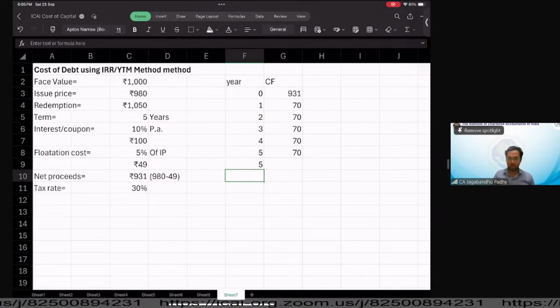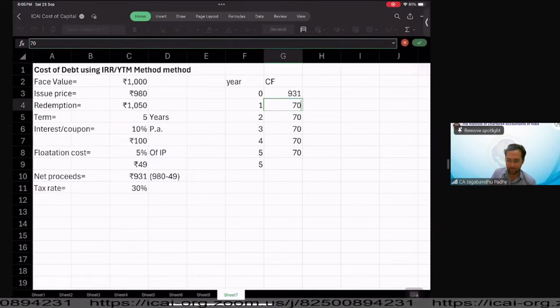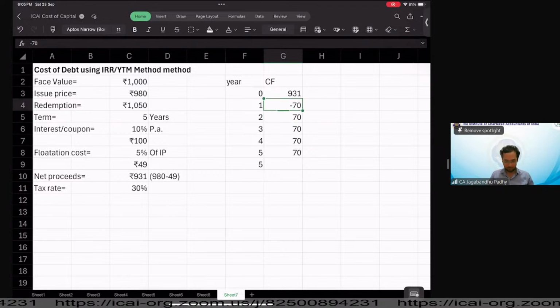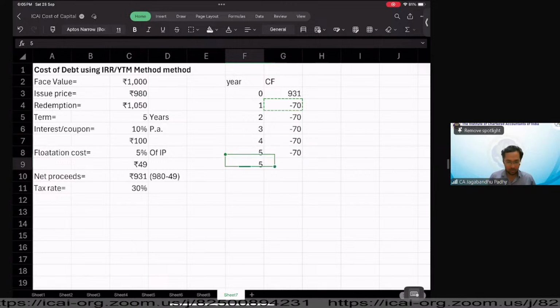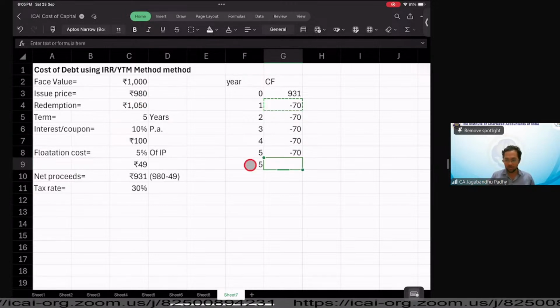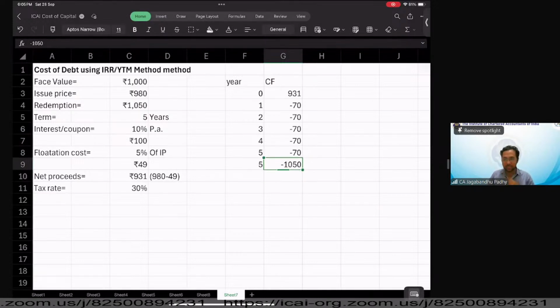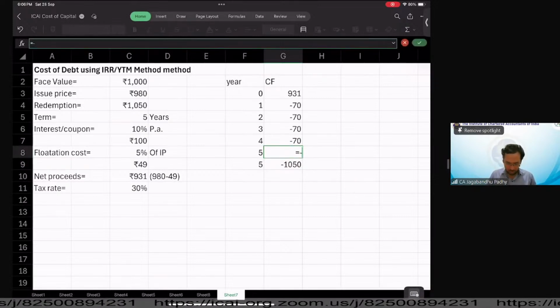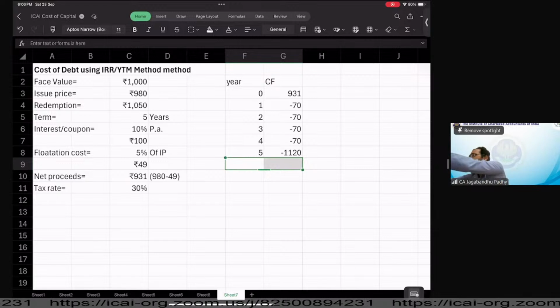And also in the fifth year, what is the outflow? In the fifth year, we have already taken into account 70. Now, redemption value in the fifth year is 1050. Can I just combine these two and say that in total, we're going to pay 1120 in the fifth year? Can we combine it and say that it is 1120 in the fifth year, guys? Correct?